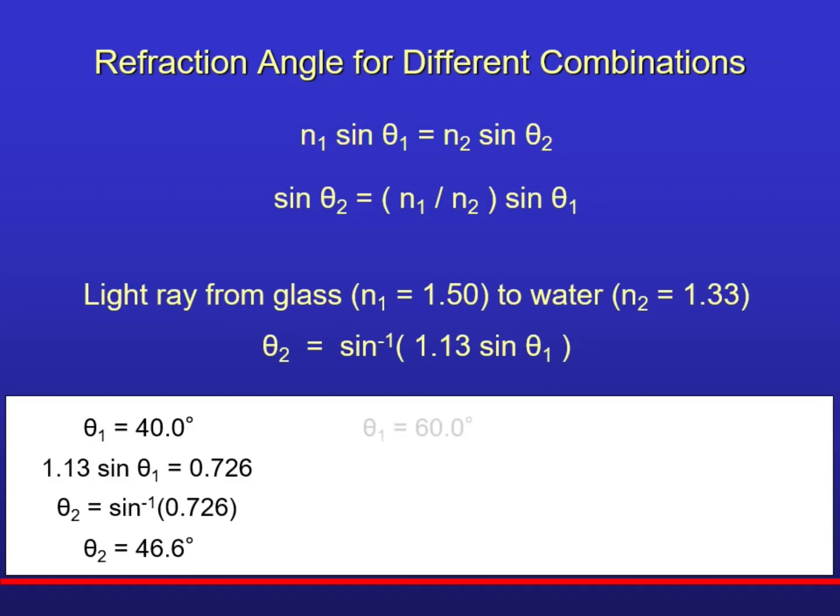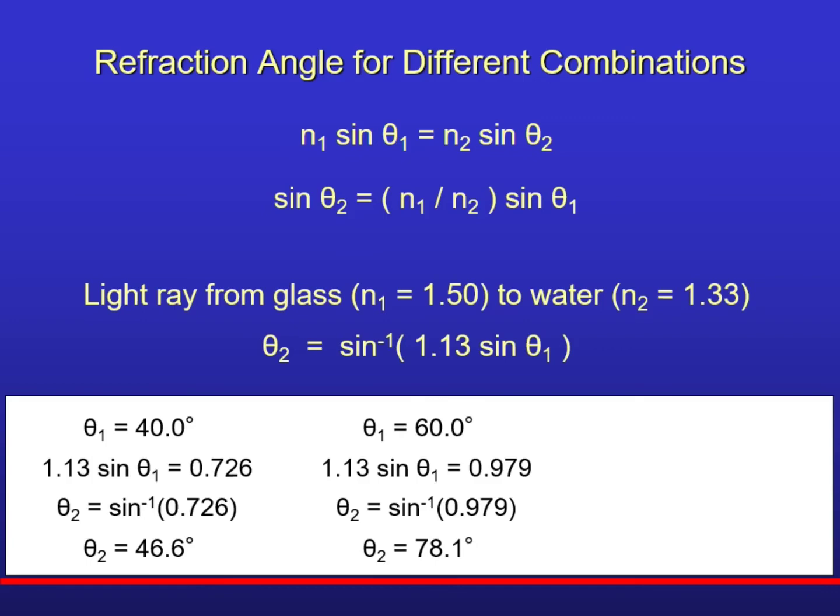Now let's imagine we increase theta 1 to 60 degrees. Now we calculate that quantity, 1.13 sine theta 1. It's now equal to 0.979. Theta 2, the sine inverse of that number, is 78.1 degrees. See, theta 2 will always be greater than theta 1 because the light is speeding up. Remember, it starts in the first medium, it's slower. Second medium is faster. So theta 2 is getting larger.